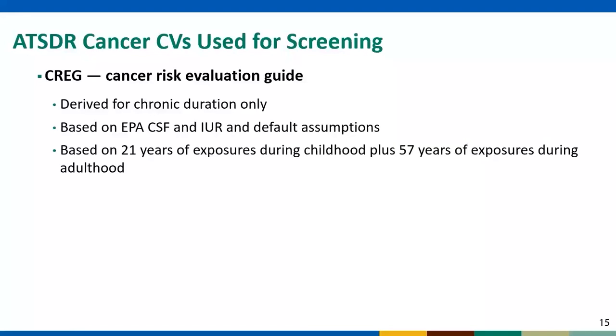EPA derived these CSFs and IURs to measure the relative potency of various carcinogens. They are based on quantitative evaluation of exposure to suspected carcinogenic contaminants. They are estimates of increases in cancer cases in a human population. You can find out more about them on EPA's IRIS website at http://www.epa.gov/IRIS.